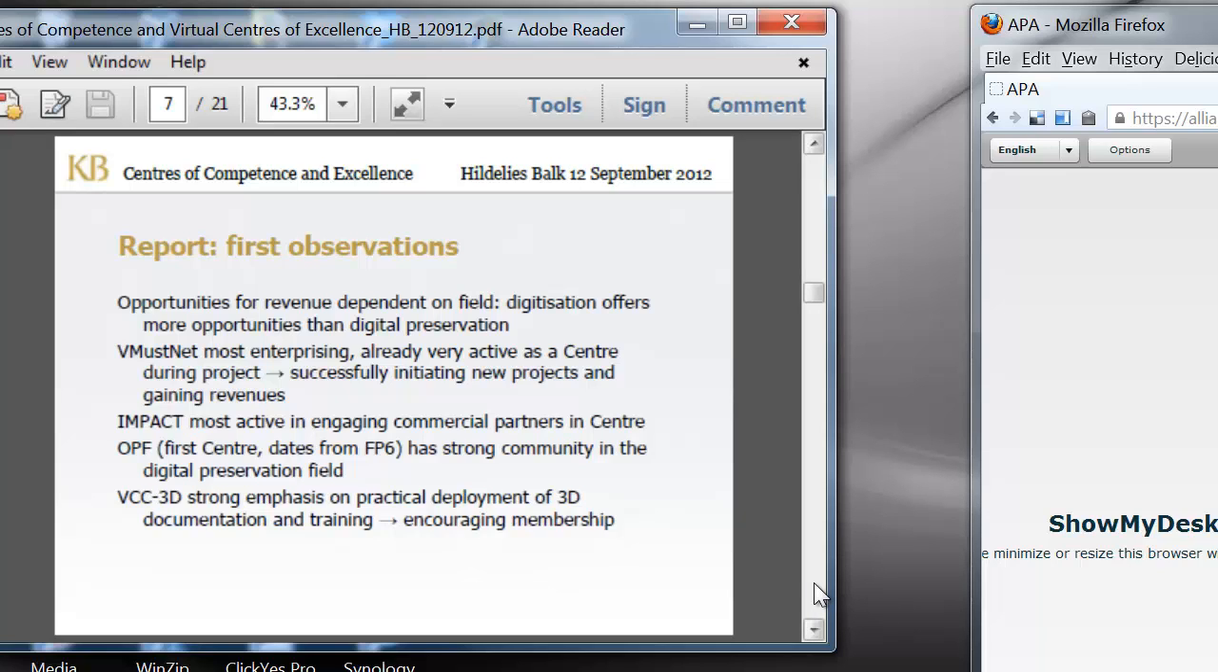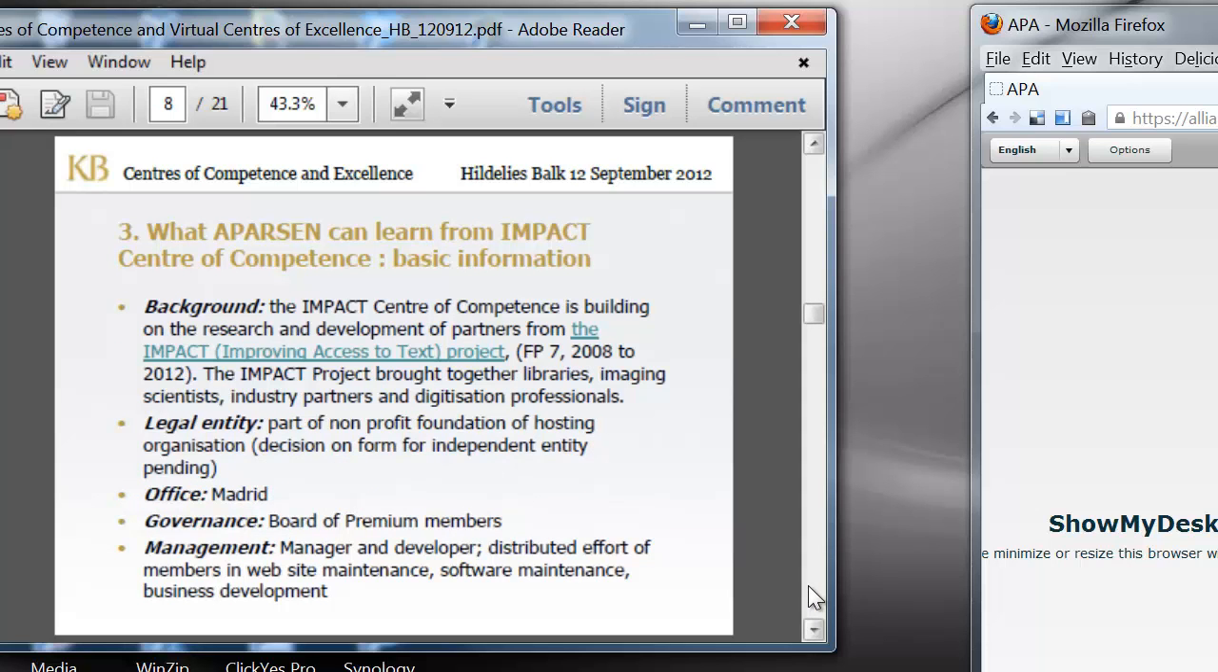And especially this community has managed also to successfully involve the community of the SCAPE project, another research project in digital preservation. And then there's the Ecoform Virtual Competence Center that is still building its center like APARSEN is, and it has a very strong emphasis on practical deployment of 3D documentation, and that should be very encouraging to membership. And I also noticed that these guys are very proactive as well. They were at a big Europeana event where all the ministers of Europe were, and they were there with a little laptop showing what 3D CoForm could offer them. Next, please.